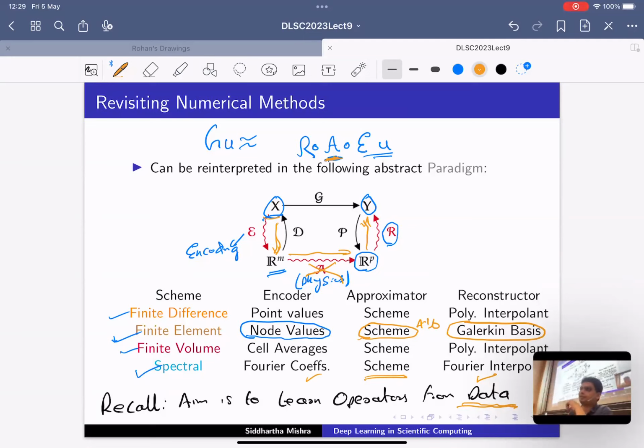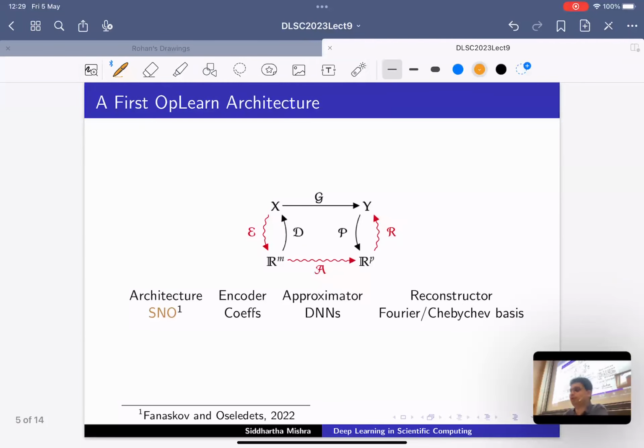And how we make these choices, how we choose this E, how we choose this A, and how we choose this R, this gives rise to different kinds of operator approximation, operator learning algorithms. And this is what I'm going to describe today, also in the next lecture. So let me start with the first one. I just simplified it by calling it the operator learning or op-learn architecture.